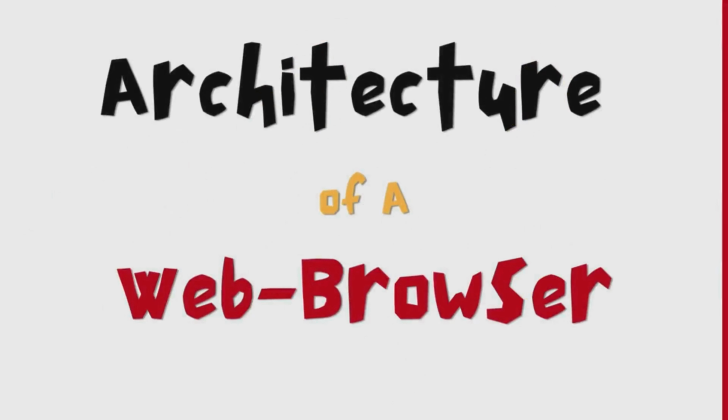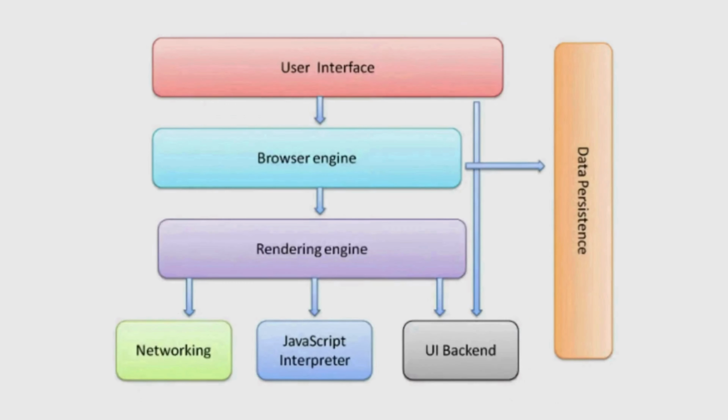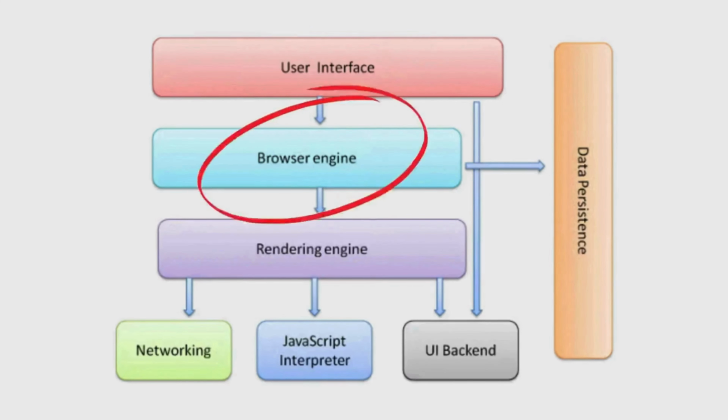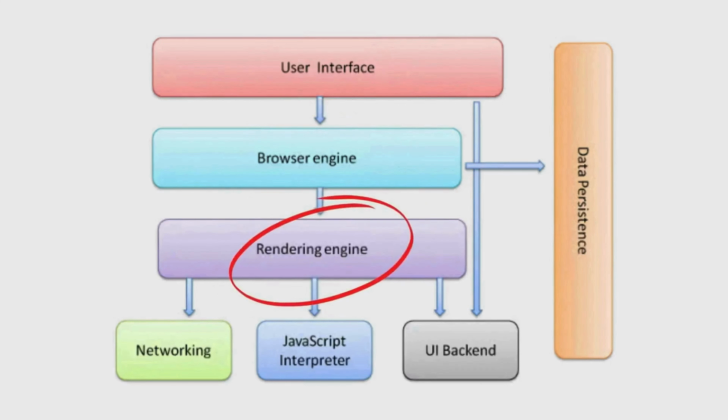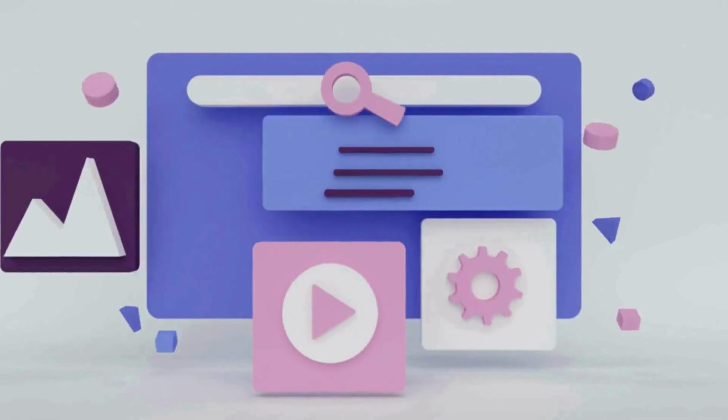Let's take a closer look at the key components of a web browser. Each part plays a crucial role in delivering the website you visit every day. The components are the user interface, the browser engine, the rendering engine, networking, UI backend, JavaScript interpreter, and lastly, data persistence. We'll see how every part of the browser architecture works together to load and display a web page from the moment you enter a URL to the final render on your screen.